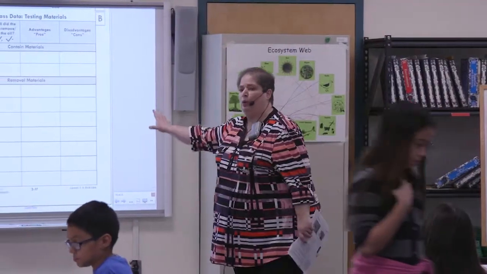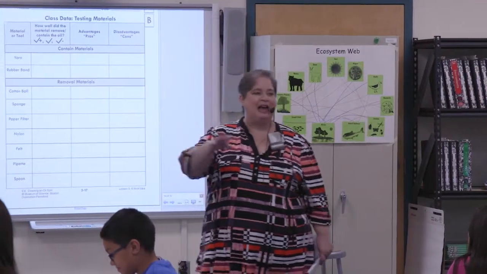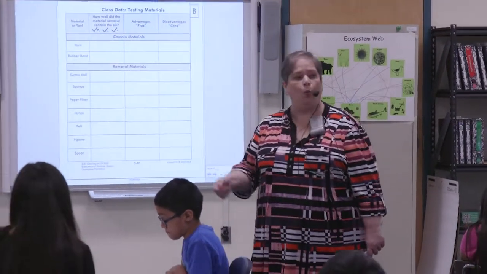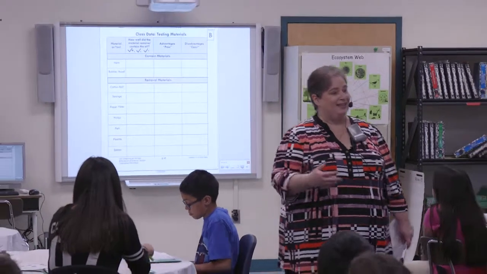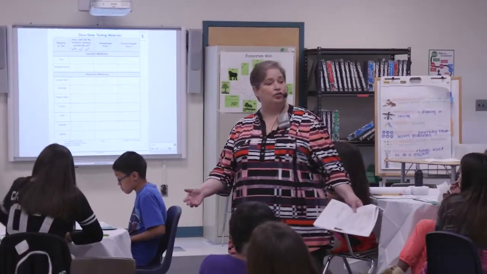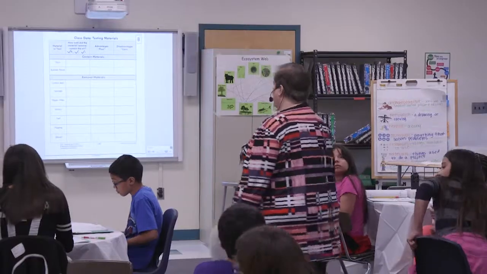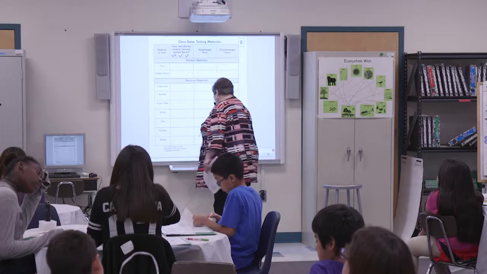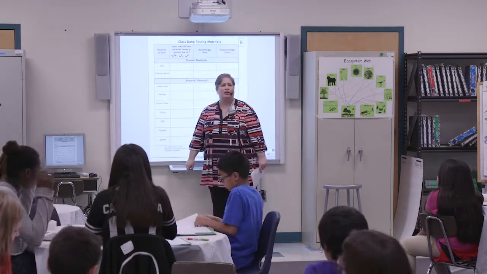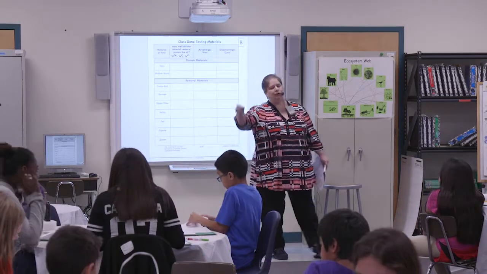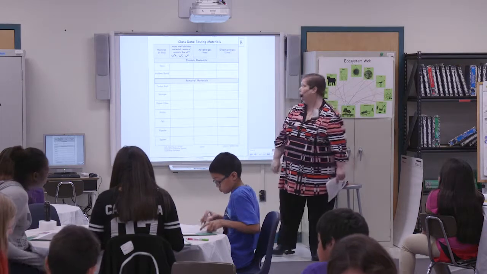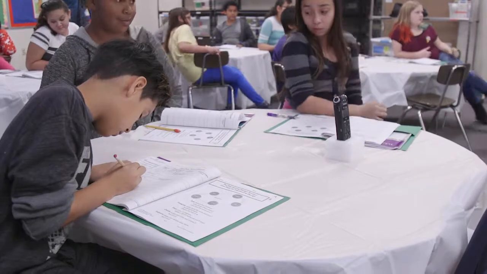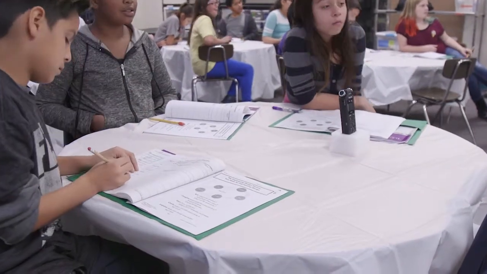So what we now need to do is gather our class data. Environmental engineers, once they do tests, get together and share their information so they can make a good decision. The check plus means it was wonderful. It either contained or removed the oil. Superb. The check means it kind of did it okay. It removed some of the oil. And the check minus means it didn't work at all.